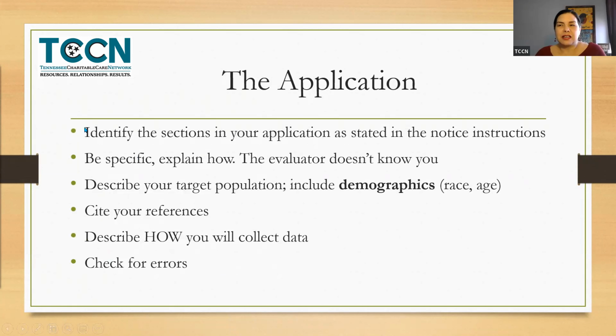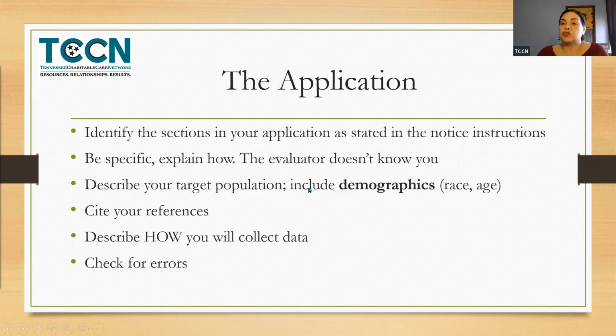Finally, we want to emphasize several things that we noticed when we were recently evaluating the applications for the community health worker program. Always identify the sections in your application exactly as you saw them in the instructions, those 5 parts. Be specific. Remember to provide explanations of how. Don't stay just at, I do this. Sounds cool, but how? Remember, the evaluator doesn't know you. Always assume that.